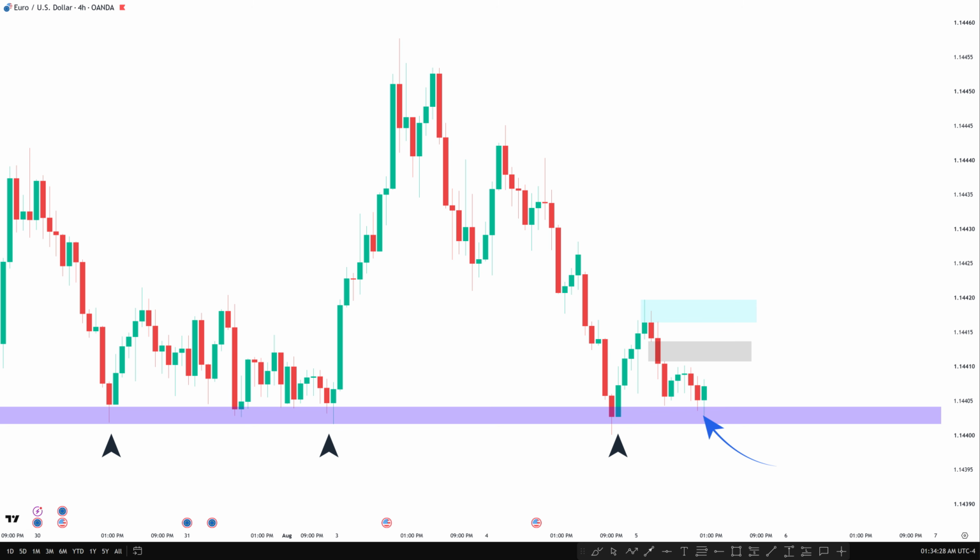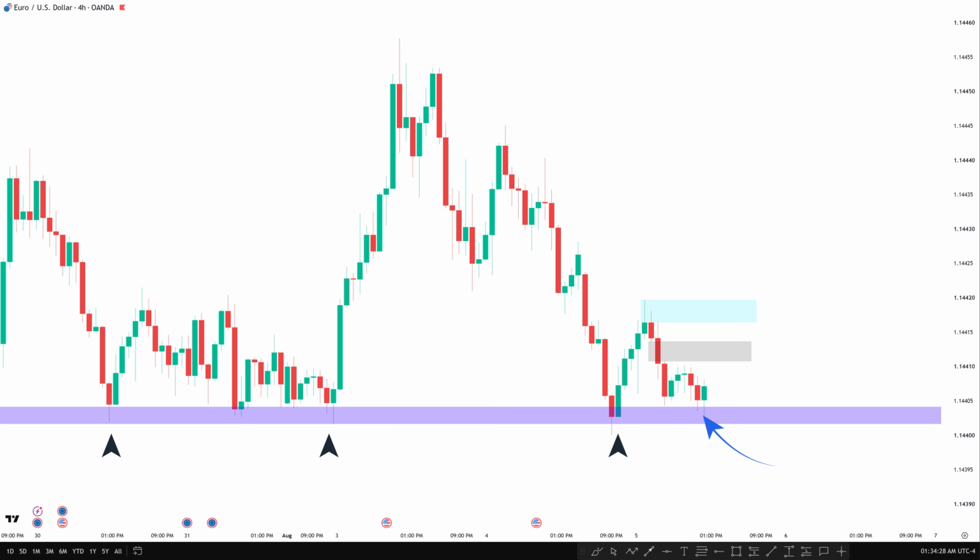That changes everything. Our short setup is no longer trading with clear momentum. Instead, it's moving directly into an area where buyers may step in and reverse the market. This is exactly why higher time frame analysis comes before execution. A setup can look perfect on your main time frame, but if it's running into a major higher time frame level, the probability of success drops significantly.